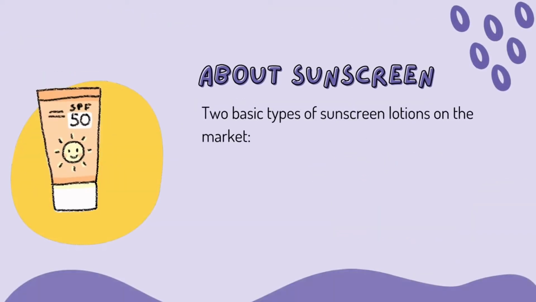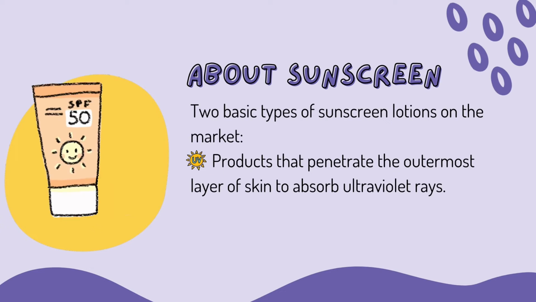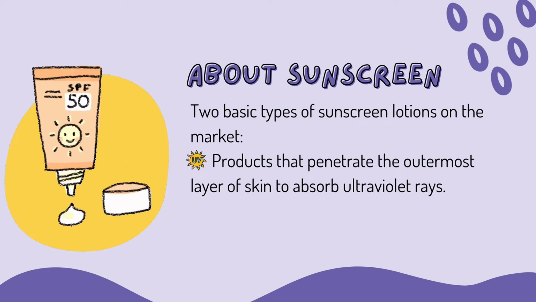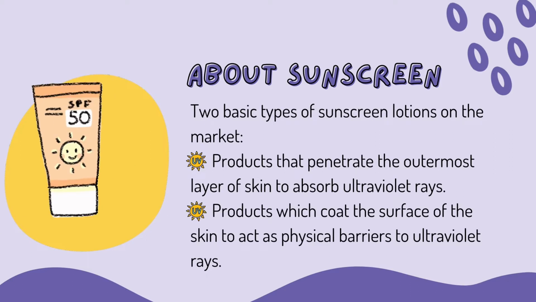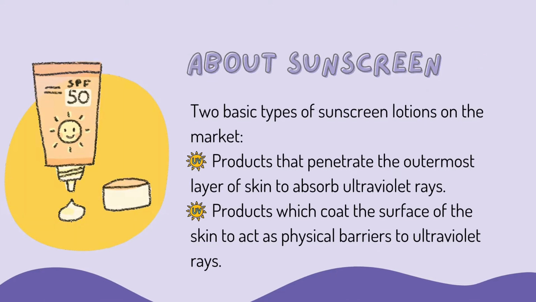Types of sunscreen. There are 2 basic types of sunscreen, known as chemical sunscreen and physical sunscreen. Chemical sunscreen is a product that penetrates the outermost layer of skin to absorb ultraviolet rays, while physical sunscreen is a product that coats the surface of the skin to act as a physical barrier to ultraviolet rays.